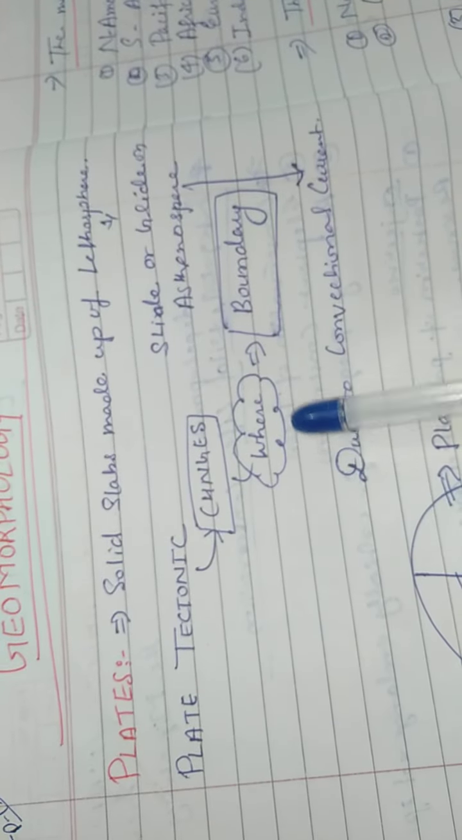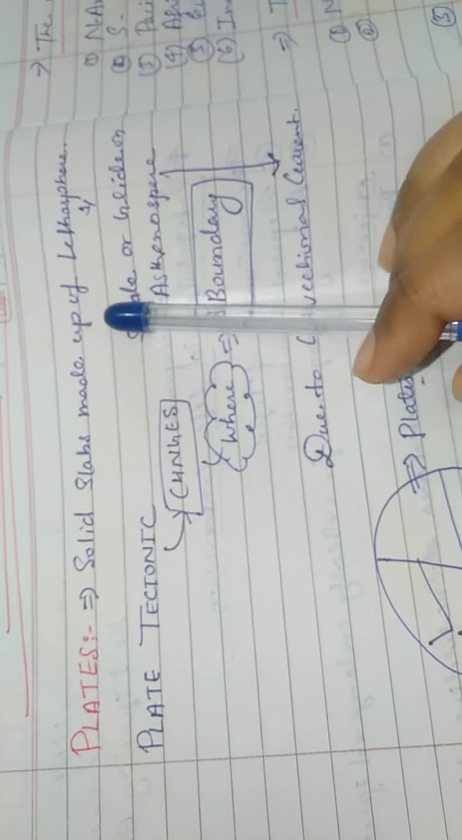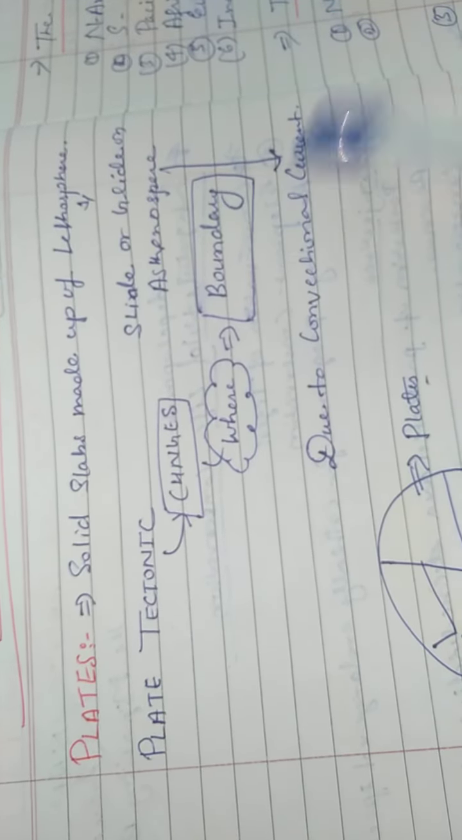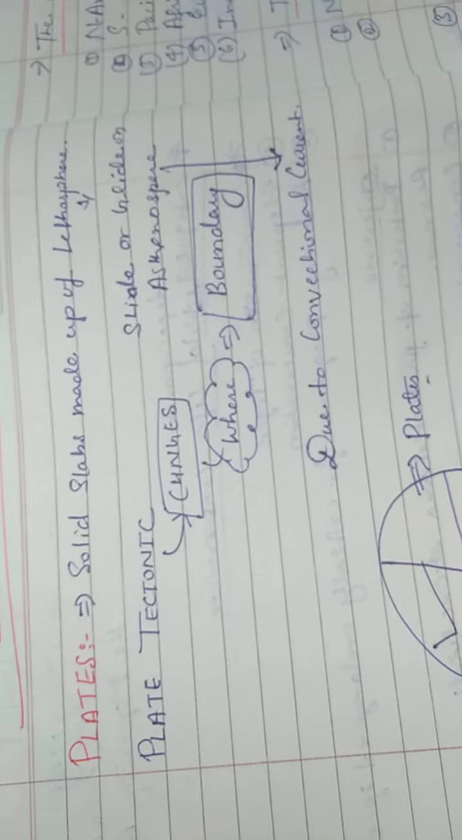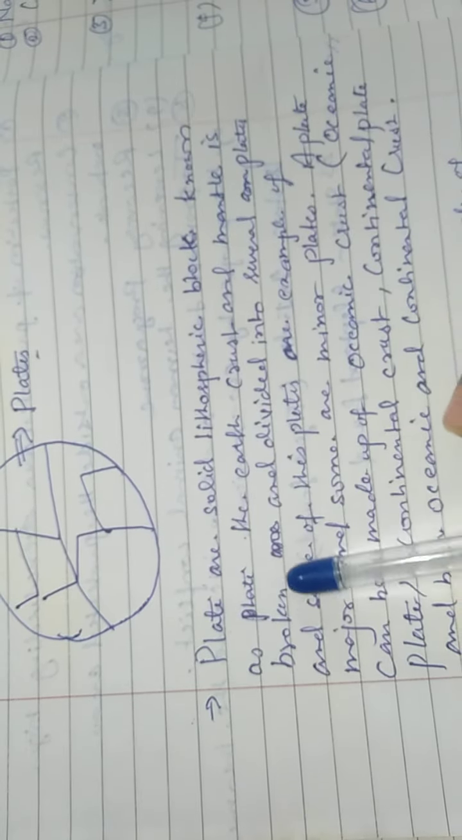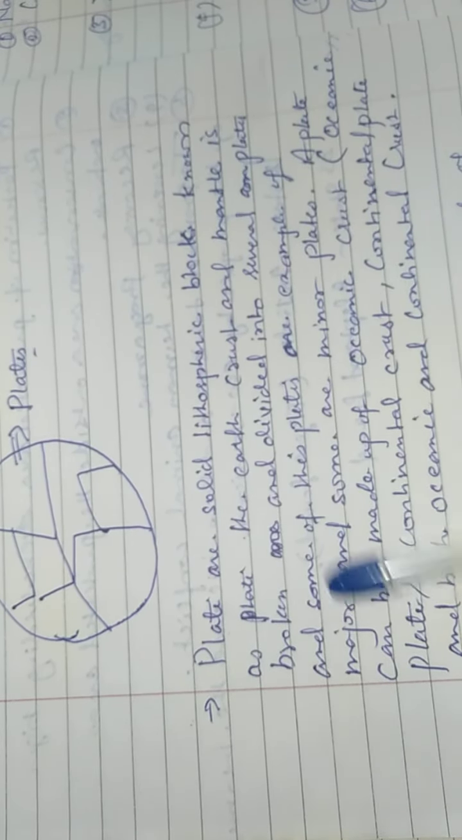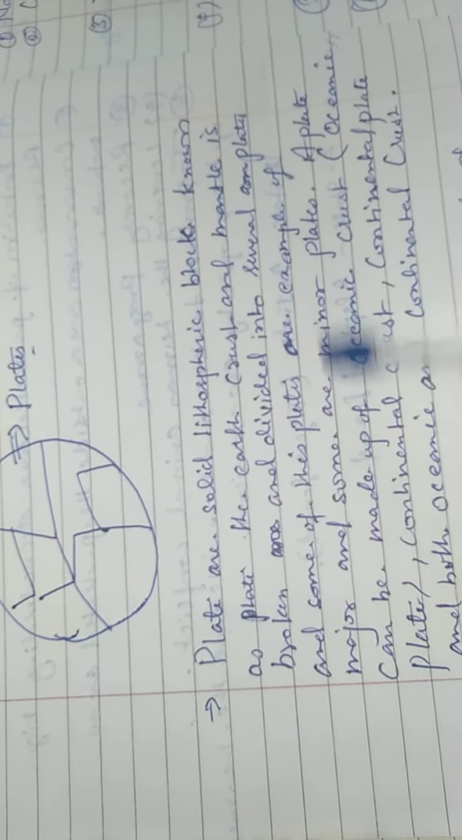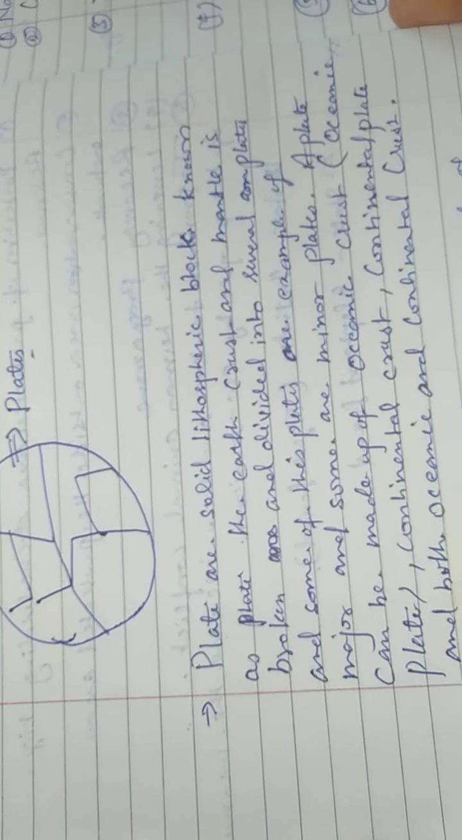What are plates? A plate is a solid slab made of lithosphere. In plate tectonics, the plate boundary slides or glides on the asthenosphere due to convectional current. Plates are solid lithosphere blocks known as plates. The earth's crust and the mantle are broken and divided into several plates, some of which are major and some are minor plates.